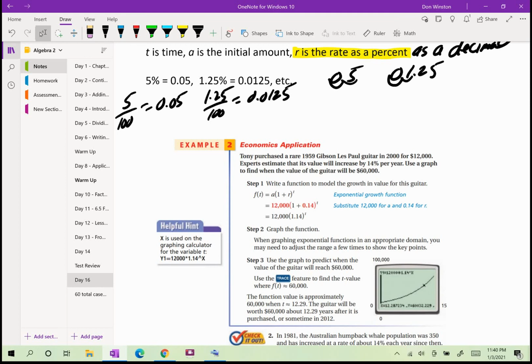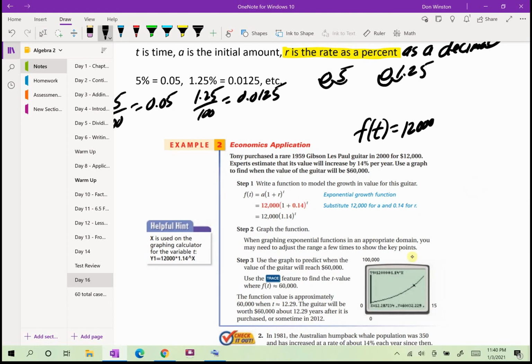Tony purchased a rare 1959 Gibson lead guitar for $12,000. So the initial amount was $12,000, so we'll write f of t. Experts estimate that its value will increase by 14% per year. So 14% as a decimal will be 1.14. Use a graph to find when the value of the guitar will be $60,000.